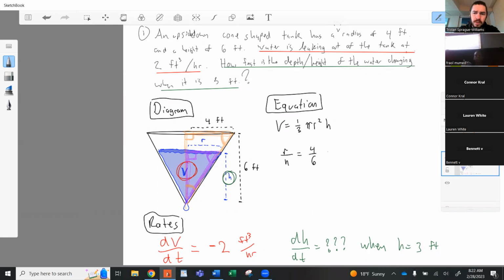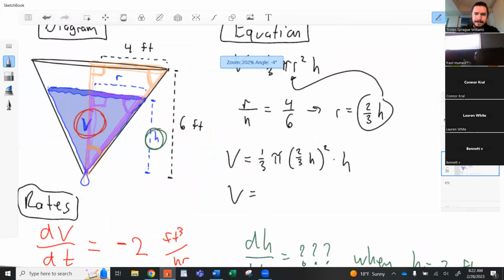Okay, so how is this helpful? What this means is we can solve for R. 4/6 is 2/3, so R is 2/3 H, and then we can substitute that into our equation for R over here. Now we have volume equals 1/3 pi, and in place of R, I have 2/3 H, that's squared, and then I have another H. So now we can simplify this a little bit.